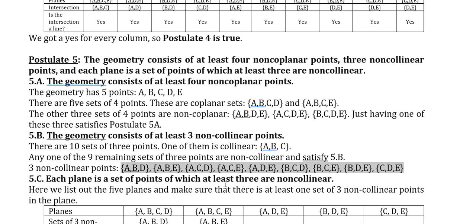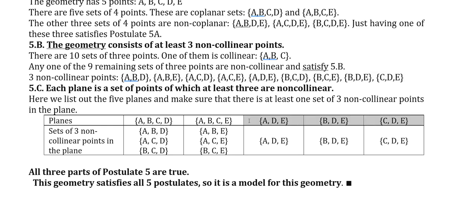Each plane is a set of points of which at least 3 is non-collinear. So here are the planes, all 5 planes, and here are sets of points within there that are non-collinear. We had overkill on these 2. We only needed one of these 3 and one of these 3 to make it work. Having extra is fine, but we had to have at least one set of 3 points that were non-collinear. This one does. Notice these 2 right here have a set of 3 points, A, B, and C, which are collinear. That's okay. It doesn't matter. So all 3 parts of the postulate 5 are true. It satisfied all 5 postulates.